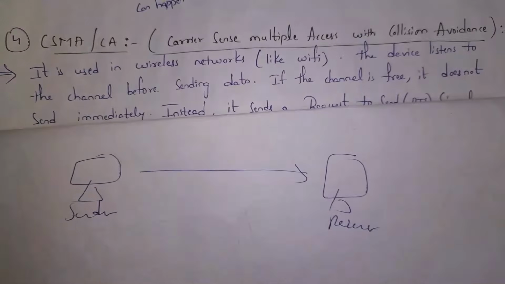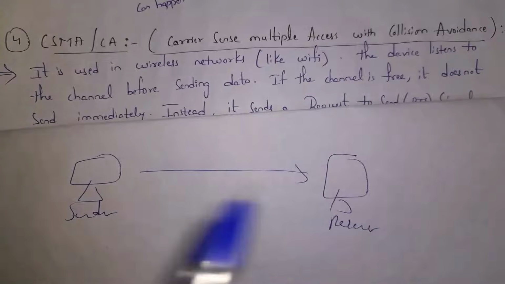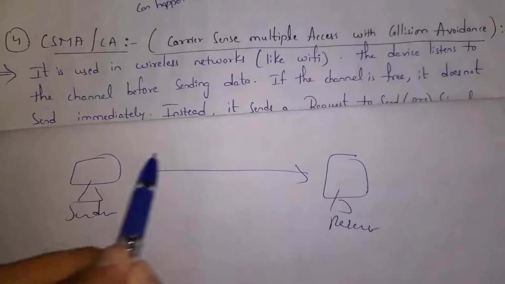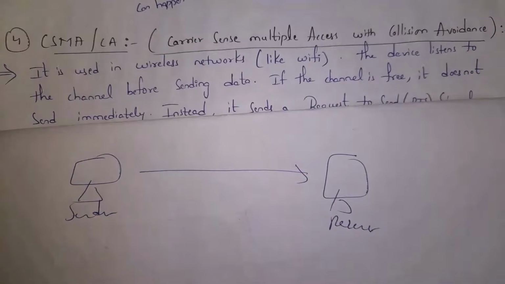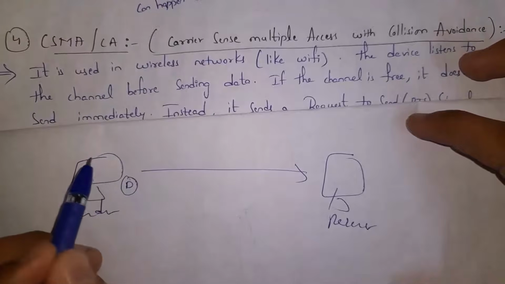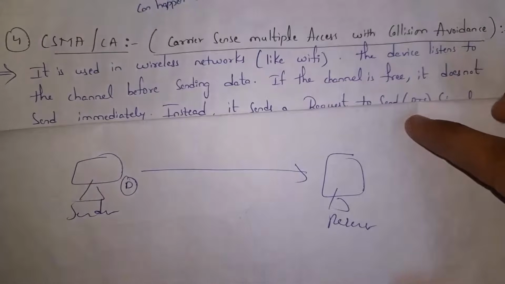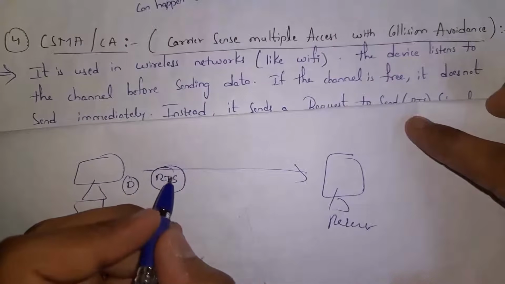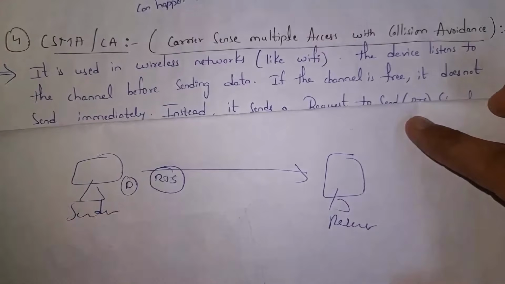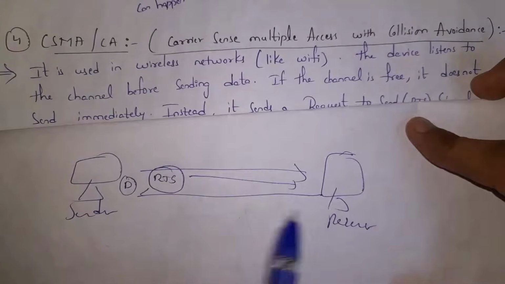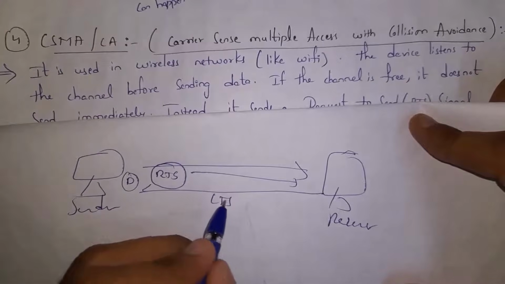As for example, there is a sender and there is a receiver. The sender will identify that no other device is using this channel, so the channel is free. And before sending actual data, at first the sender will give one signal to the receiver in order to send data. We call that signal the RTS signal, where RTS stands for request to send. So the receiver will take the signal, then the receiver will give another signal to the sender. We call that signal the clear to send signal. Shortly we call it CTS.